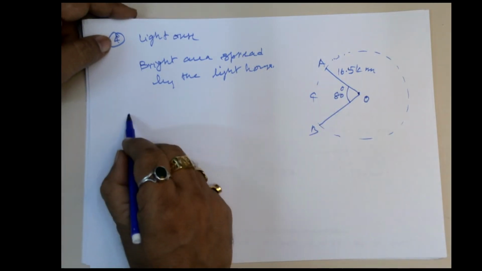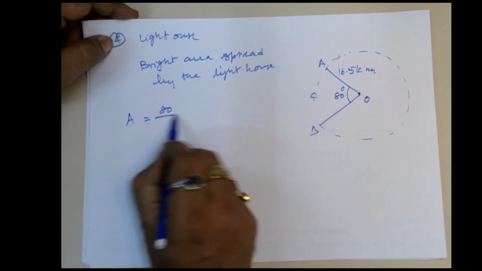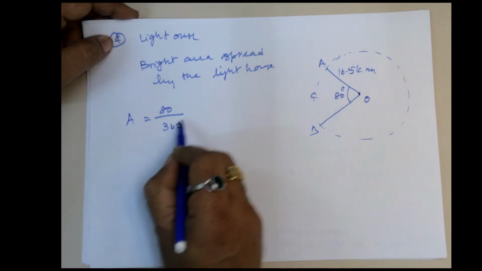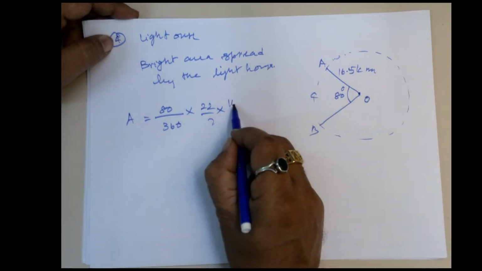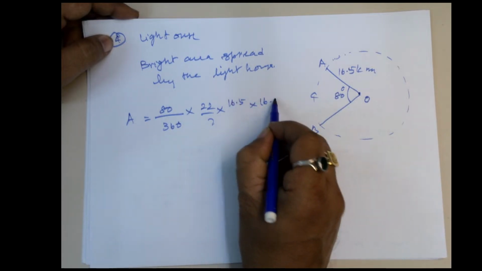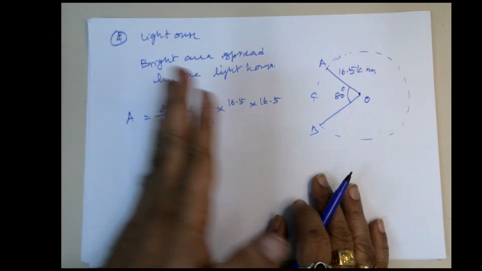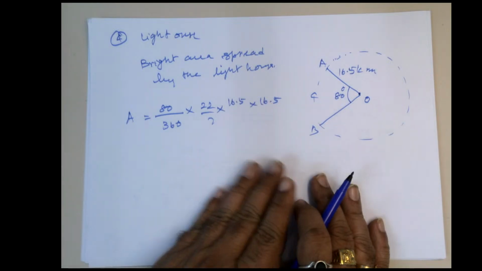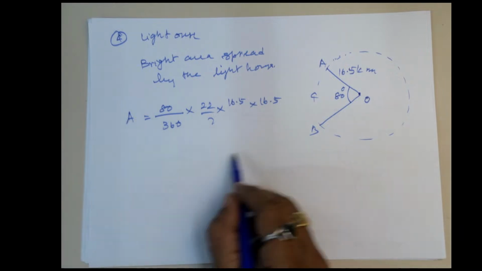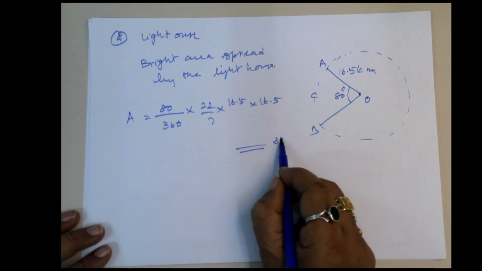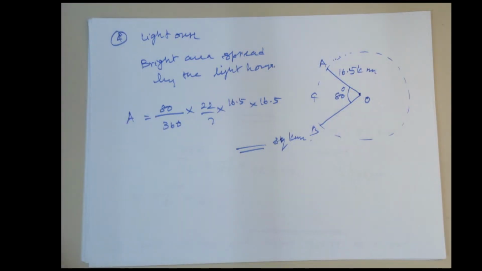The same logic. A is equal to theta. What is theta? 80 degrees divided by 360 into 22 by 7 into r squared. R is 16.5 into 16.5. You will get the answer in square kilometer. If you want to convert this into meter, you have to multiply by 1000 every time, but you can mention this as square kilometer. So you can also try this sum.